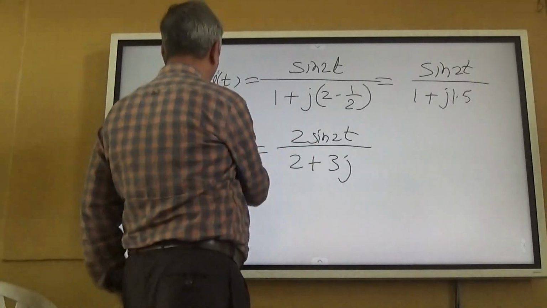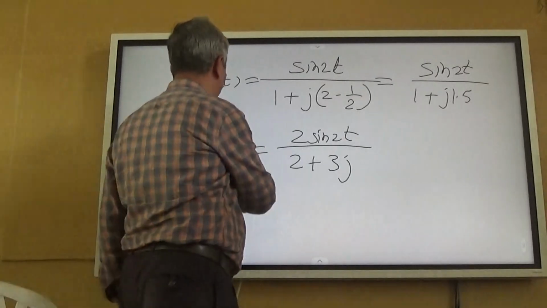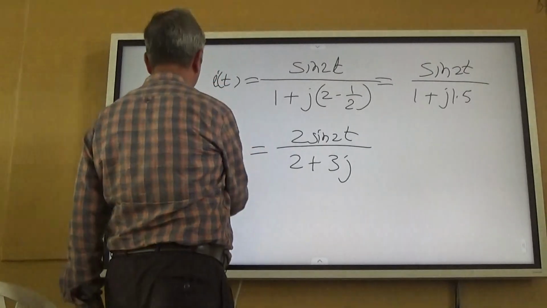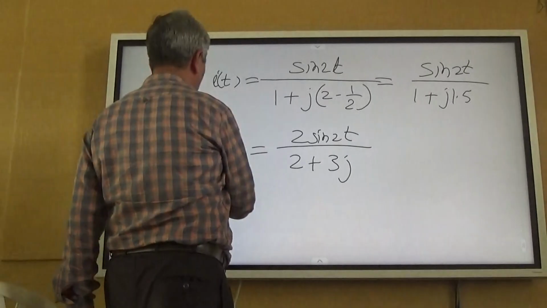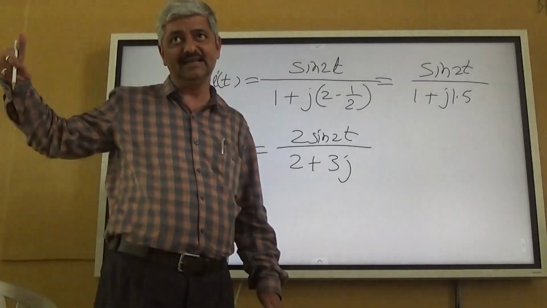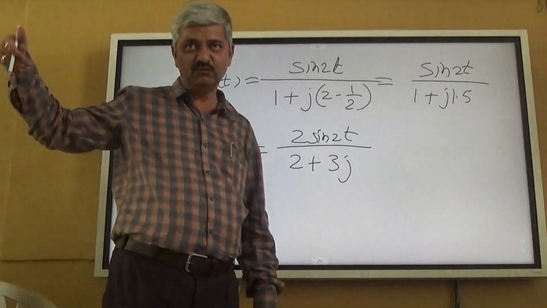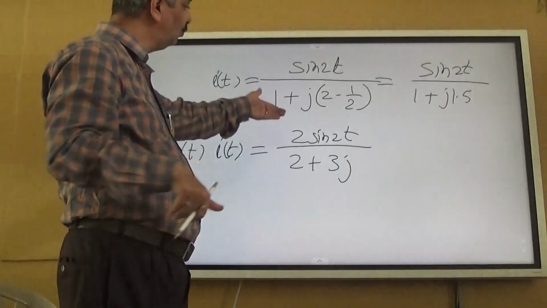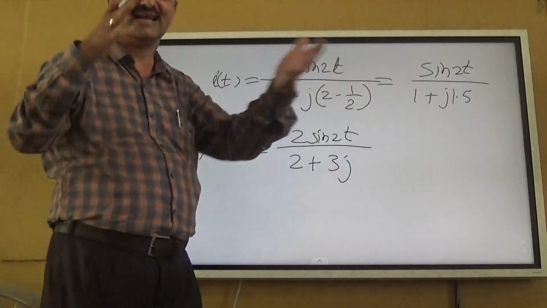पण आता हे IT आणि what is VOT? Same. VOT is 2 in VT काय आहे? sin 2t. VT is sin 2t. VOT is 2 sin 2t upon 2 plus 3j म्हणजे काय?